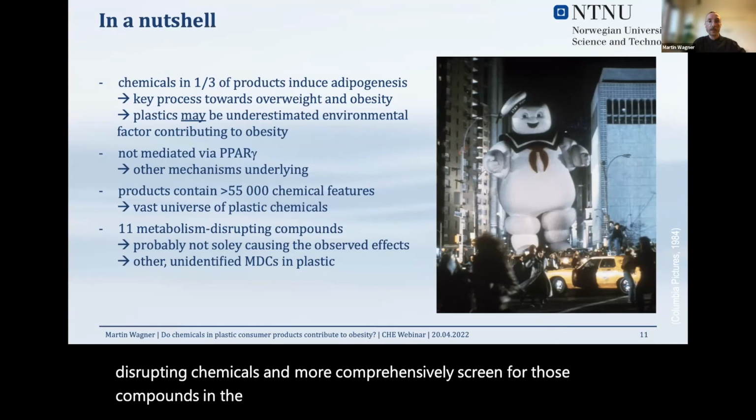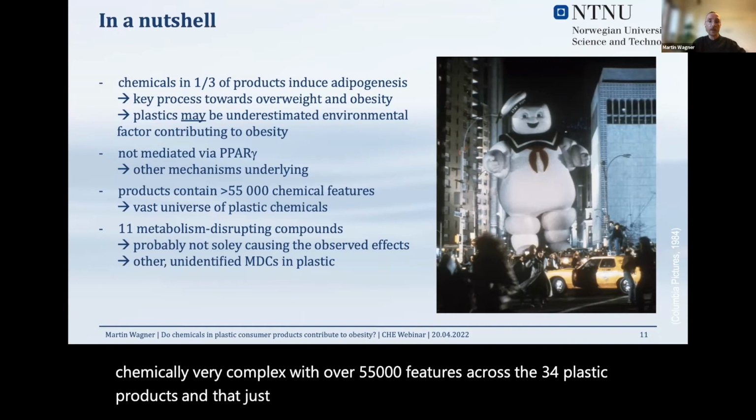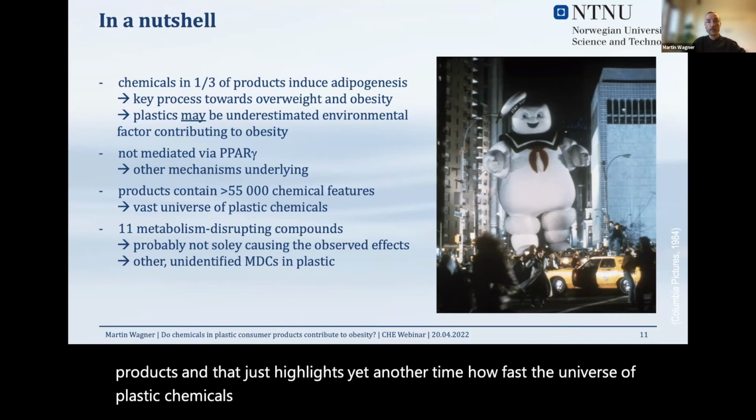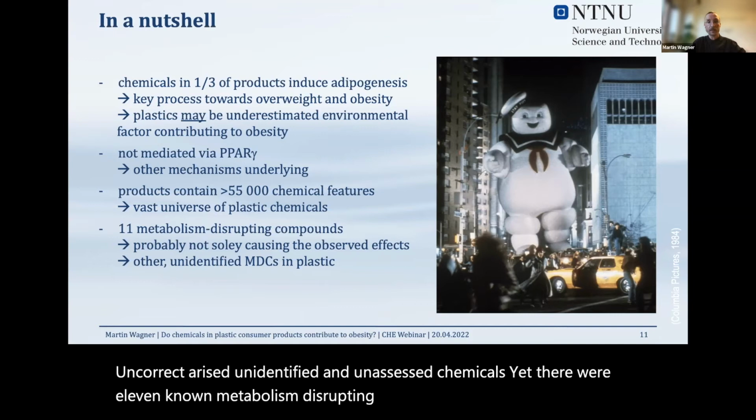We've shown that the plastics we looked at are chemically very complex with over 55,000 features across the 34 plastic products. And that just highlights yet another time how vast the universe of plastic chemicals is, and that we're dealing with mostly uncharacterized, unidentified, and unassessed chemicals. Yet there were 11 known metabolism disrupting chemicals present in plastics already.